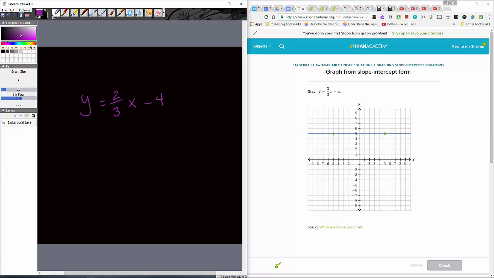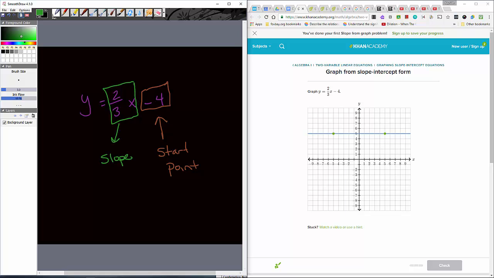Now, a couple of things that you should know. Number one, this -4, I'm going to block this whole thing off. That is my starting point. Okay, I'll write that down, start point. This 2/3, which I'll put in a different color here, that's touching the x, is my slope, which we've talked about before. And what this is basically showing me is how I can actually graph this out so I have every answer to this equation. When I plug in an x value, I will get the correct y value.